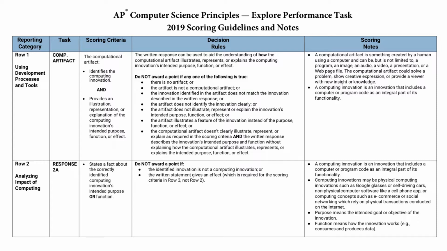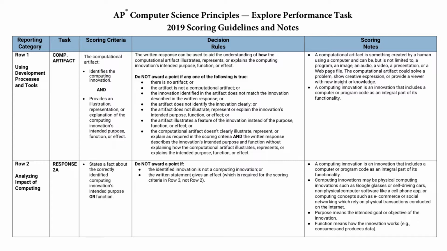So that's where most of your points are coming from. Now, the computational artifact, you'll notice in abbreviated form here, it basically says it must identify the computing innovation, so that would be like a title, and provides an illustration, representation, or explanation of its purpose, function, or effect. And then you'll notice that there are some notes to readers. This is what readers will use when they grade these computational artifacts.